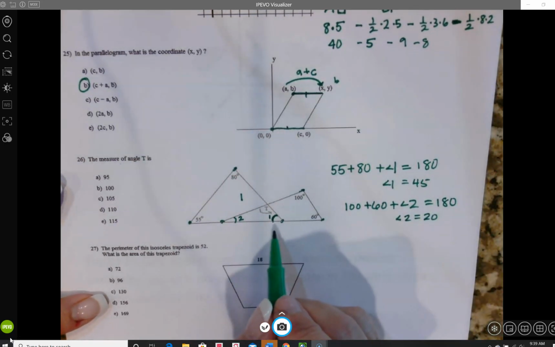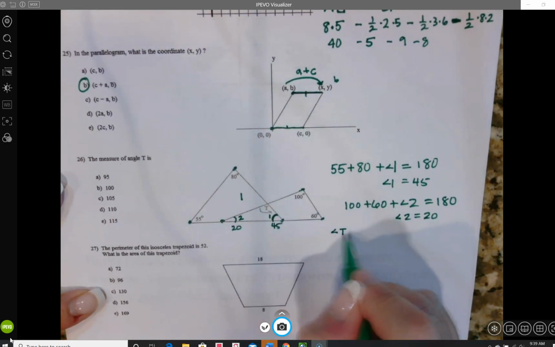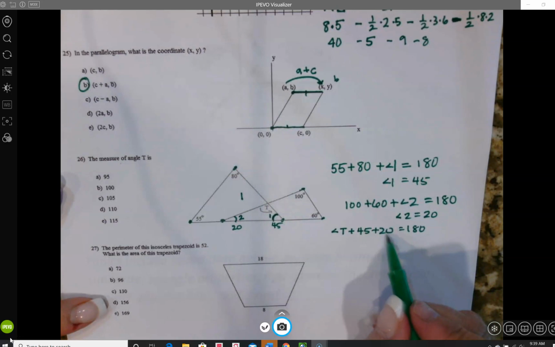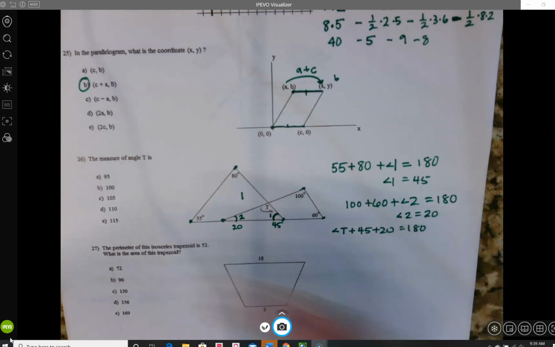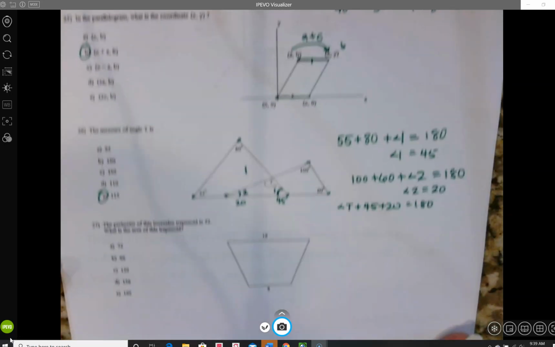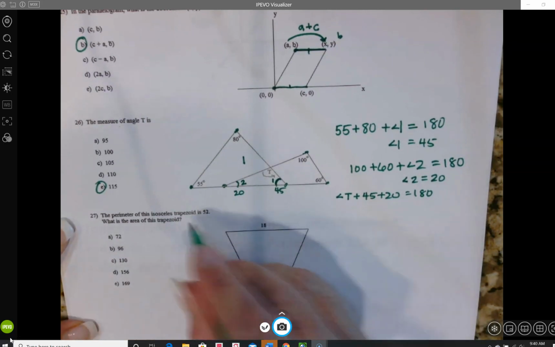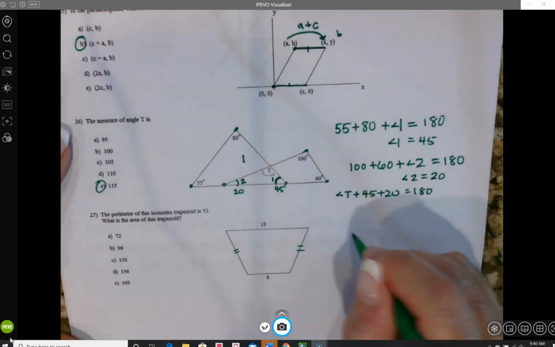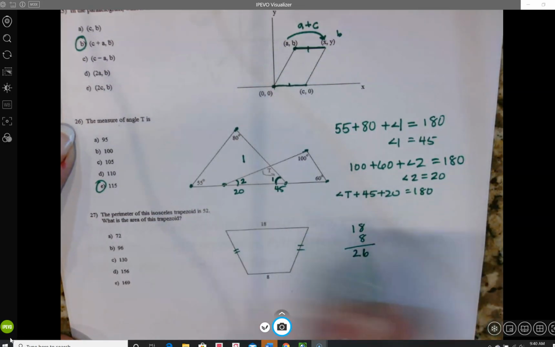So angle 1 is 45, angle 2 is 20, and then angle T plus 45 plus 20 is equal to 180. So I'm going to subtract 180 minus 65, and I get 115. And number 27, the perimeter of this isosceles trapezoid is 52. So basically what you need to know, an isosceles trapezoid has two sides that are the same. So if we take 18 and 8, we get 26. The whole thing is 52.